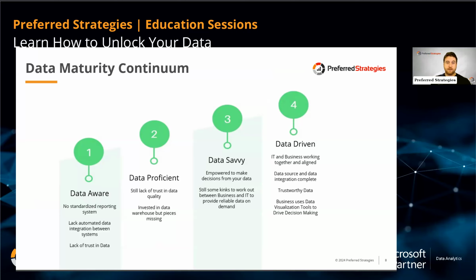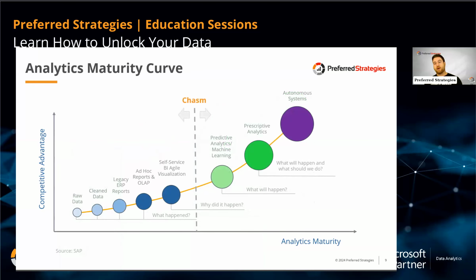And so another way to look at this or evaluate where you are from an analytics perspective is through an analytics maturity curve. I think this particular one was introduced by SAP a few years ago. And the basic premise is that as your analytics maturity increases, so will your competitive advantage. And so on the left, you have your descriptive and diagnostic analytics, which is really what happened and why did it happen.